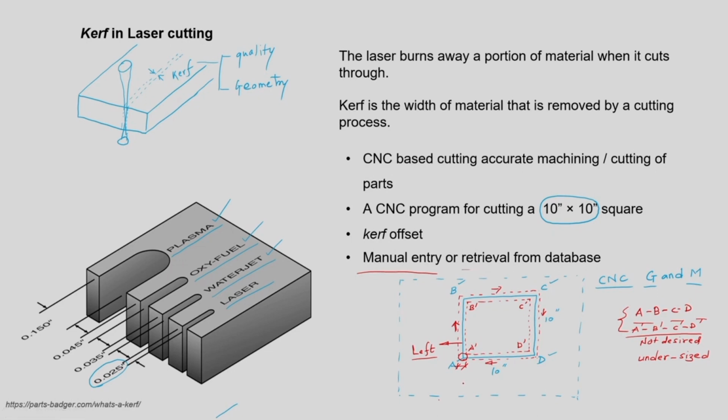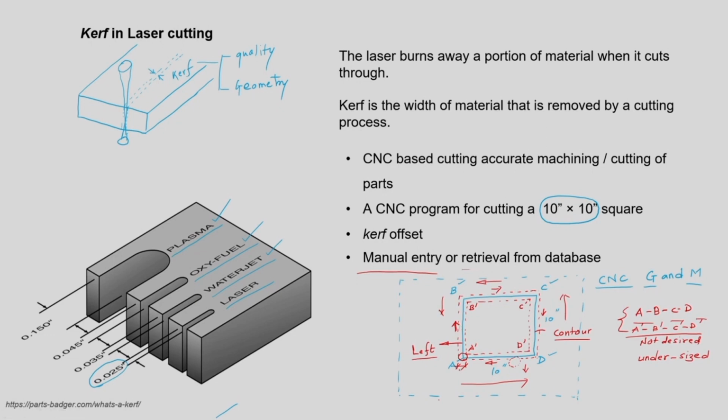Consider we are choosing the path A to D, D to C, C to B and from B to A. In that case, we have to give the offset towards right of the contour. So, this is the contour that we want. If we are following A dash, B dash, C dash, D dash, that is the route, then we have to offset the laser along the left side of the contour of the travelling direction.